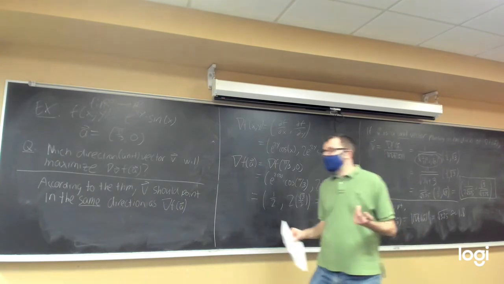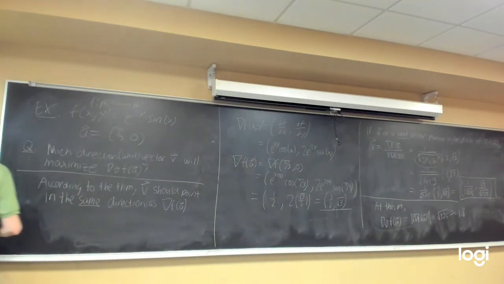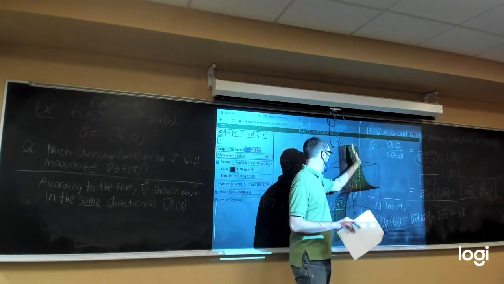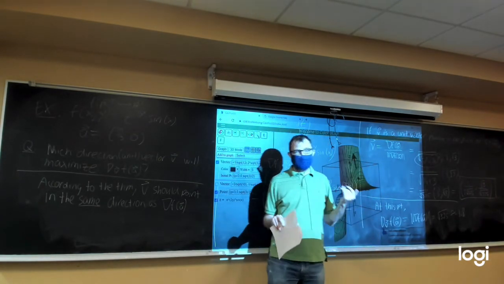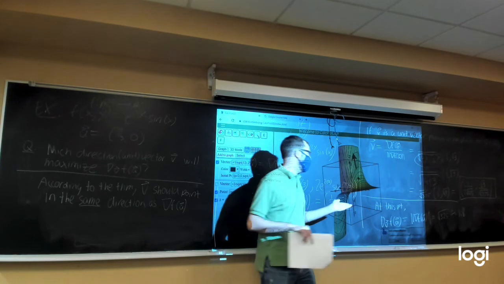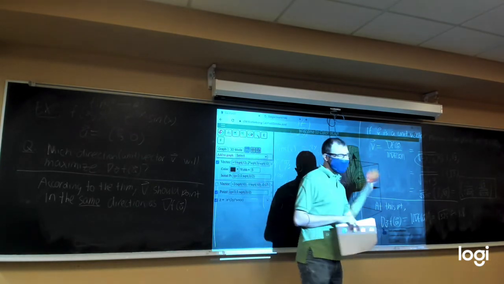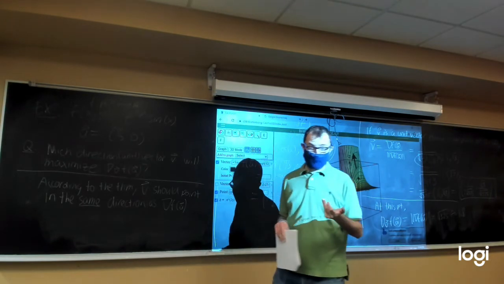So you're standing on this surface trying to go uphill as much as you possibly can, you're going to get a slope of about 1.8. Meaning for every unit this way that you go, you're going to go uphill 1.8 units.